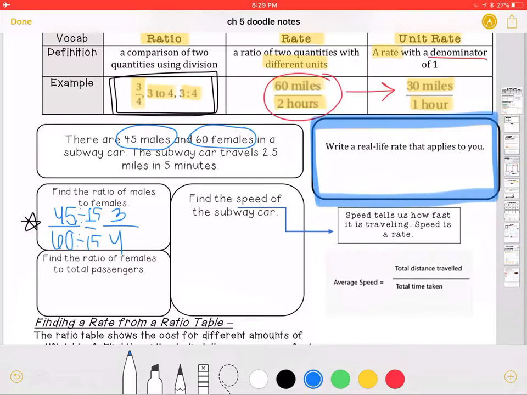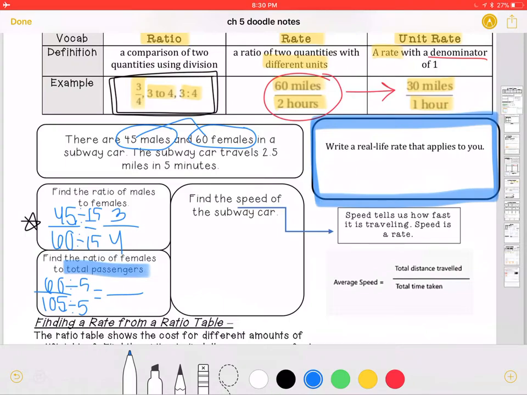Okay, let's keep going here. We want to find the ratio of females to total passengers. So females, again, there were 60 females. Over how many total passengers were there? Well, if there's 60 females and 45 males together total, add them, you would get 105. Again, I know I can simplify that. So again, you can break it down into 2 steps. So maybe you're like, oh, I can divide these both by 5. Go ahead and divide them both by 5.